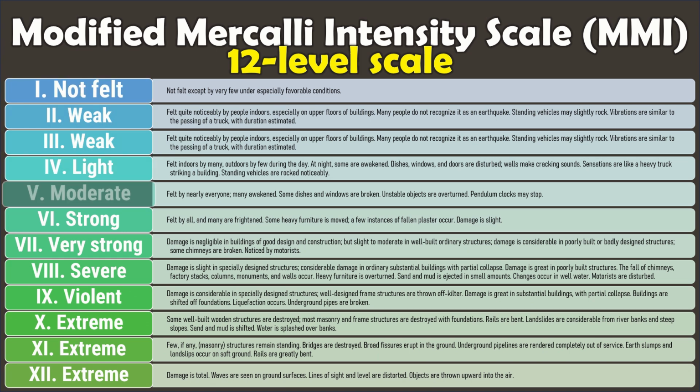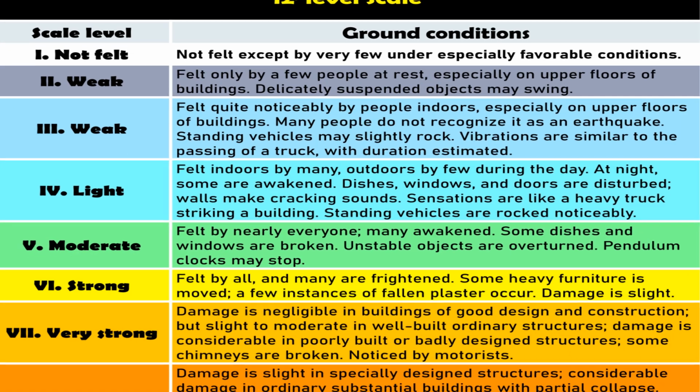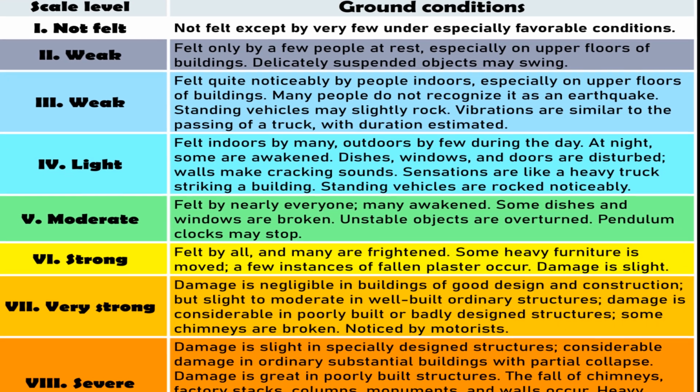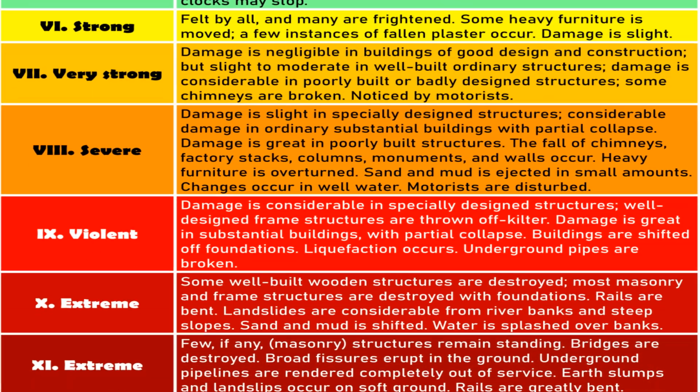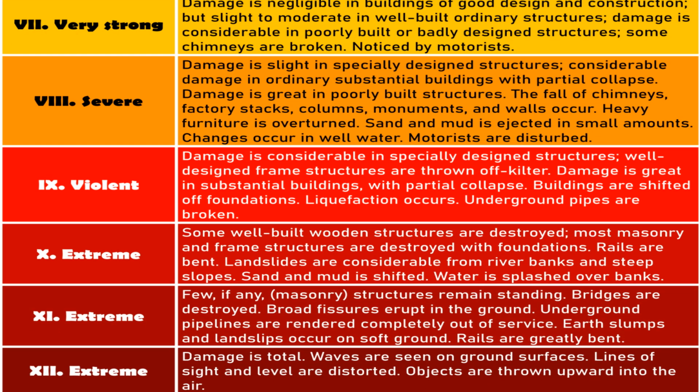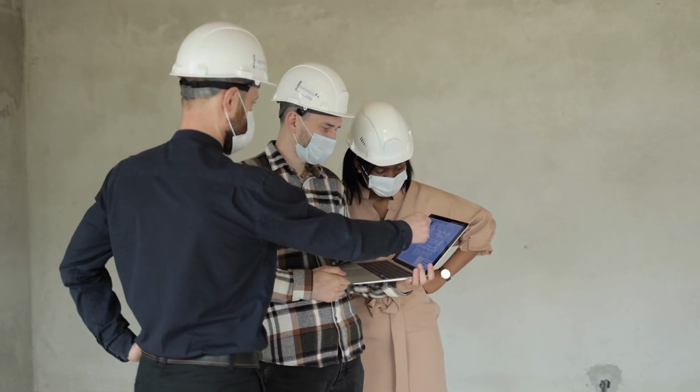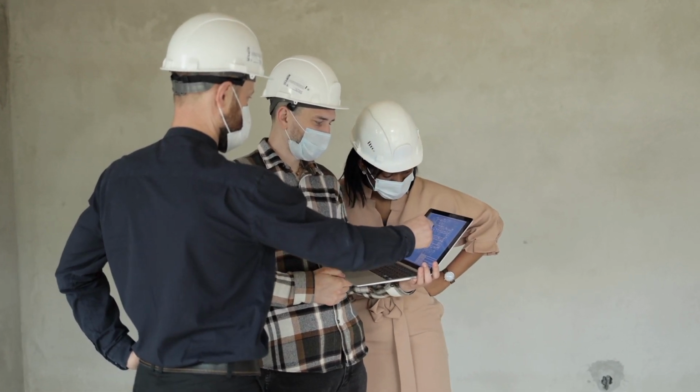The MMI has 12 levels, ranging from faint shaking to catastrophic destruction, and uses Roman numerals to designate intensity. The Modified Mercalli scale doesn't have a mathematical basis, and it is subjective, relying on observed effects. The lower levels describe how people feel the earthquake, while higher levels are based on structural damage, and usually engineers provide information for levels 8 and above.